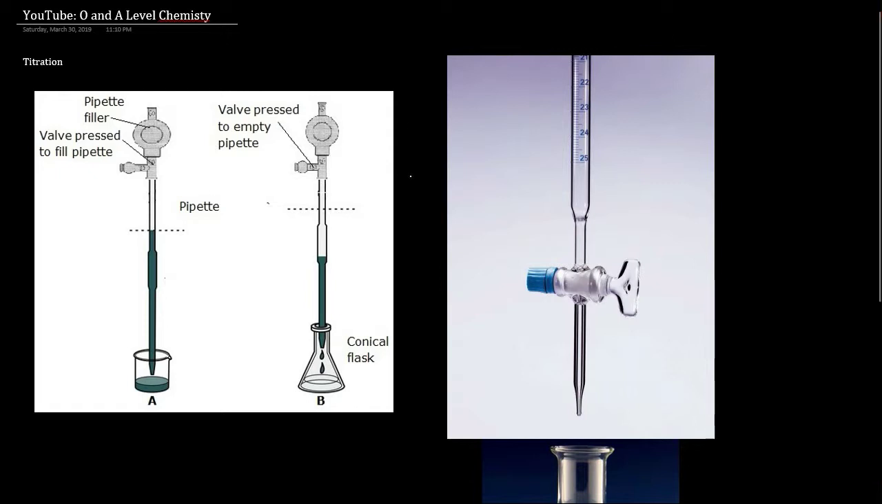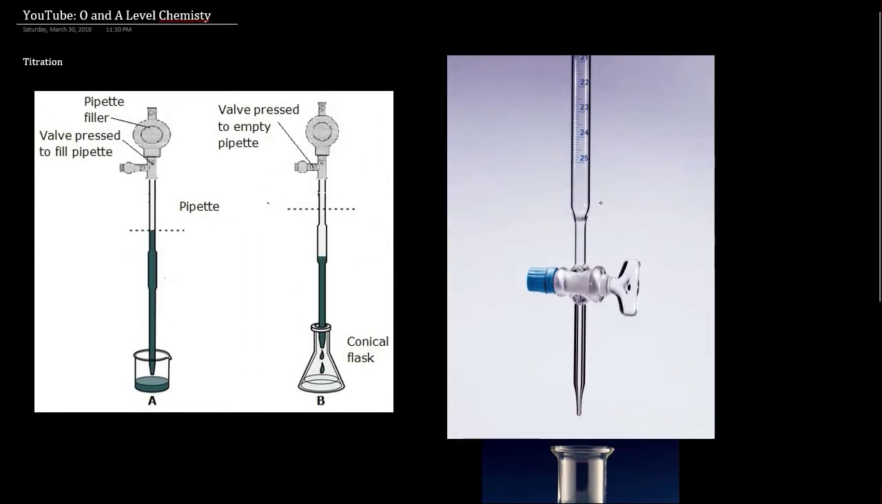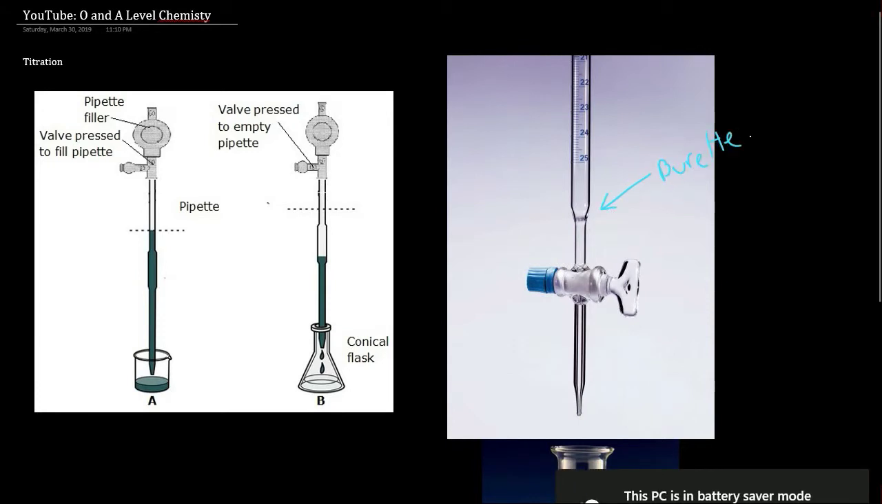So the idea is you would need these apparatuses for doing a titration. This one is a burette. And then this one is called a pipette.